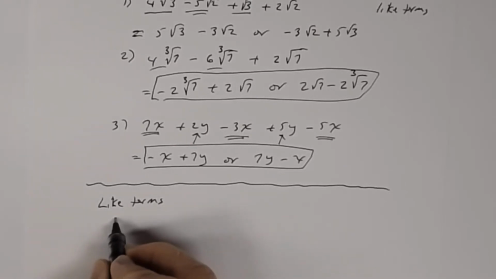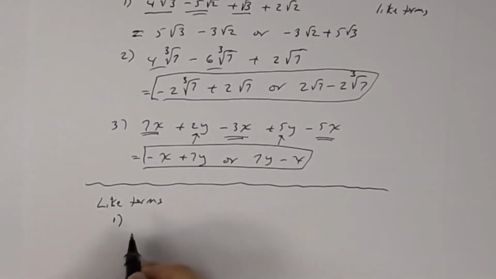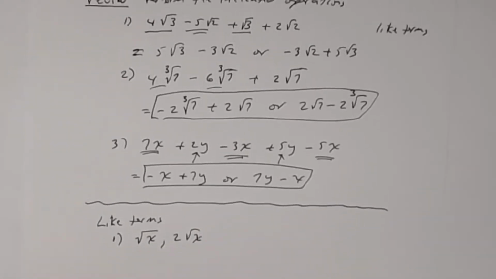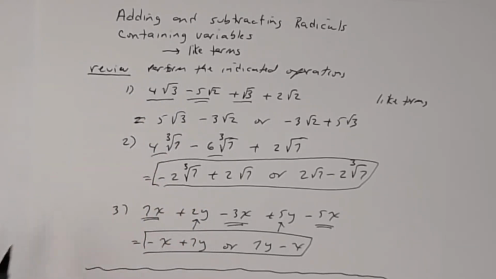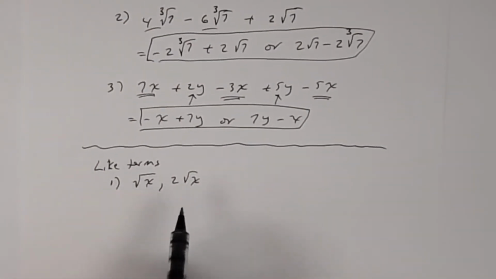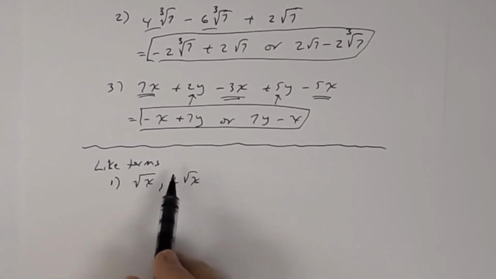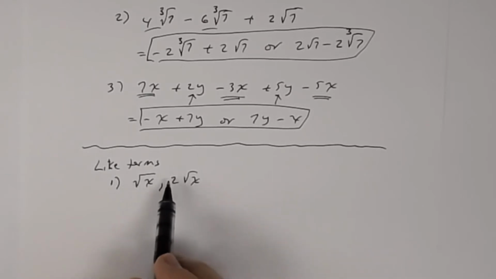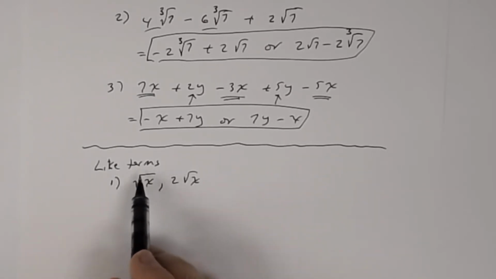Okay, number 1, the square root of x, comma, 2 square root of x. So think about our discussion that we had with numbers 1 and 2. These are like terms because the indices are the same. They're both square roots, and the radicands are the same. This is x. This is x. It does not matter about the real number that's on the outside. What matters is that in these cases the index has to be the same and the radicand has to be the same. So those are like terms.